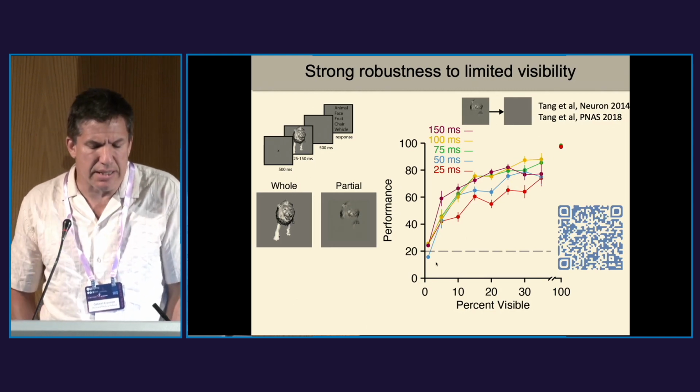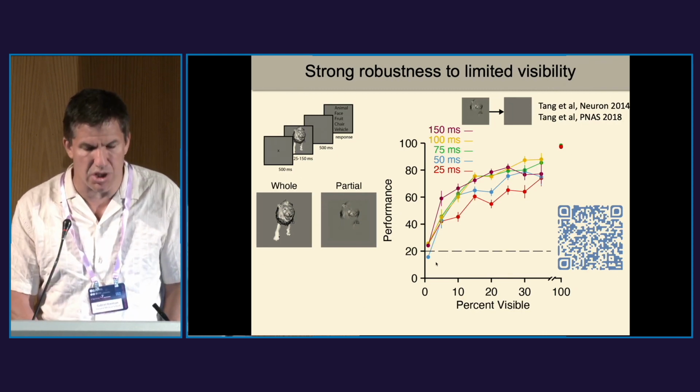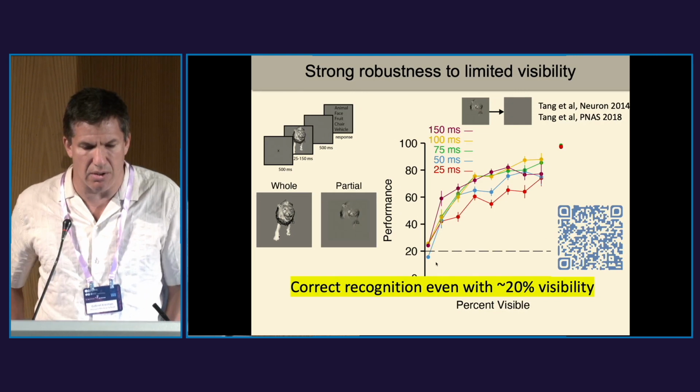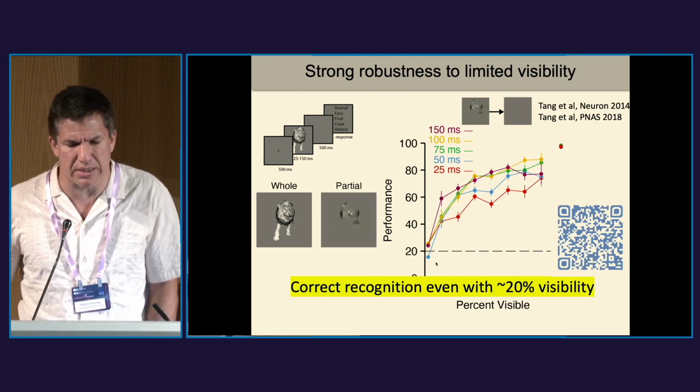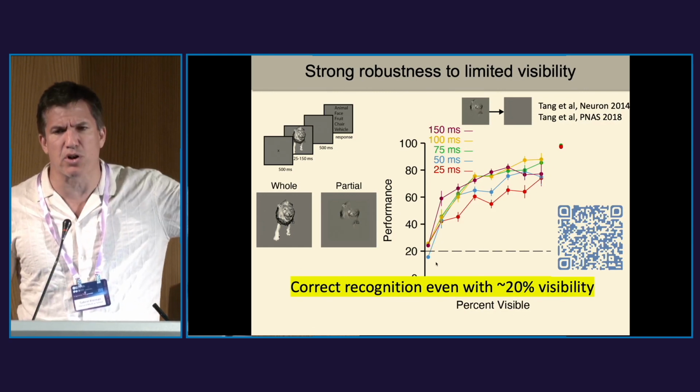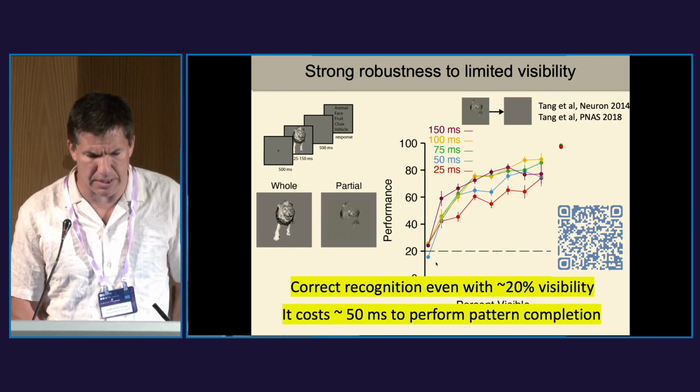And here you can see that human subjects are extremely robust in visual object recognition in this family of tasks. So we can get correct recognition even with about 20% visibility. We can ignore all the different colors here, which correspond to the amount of exposure to the different pictures.